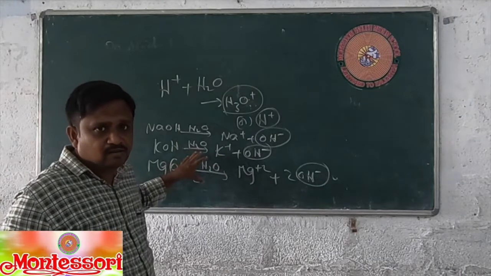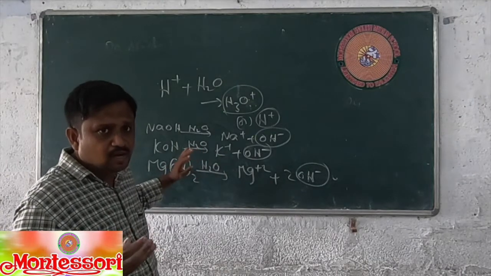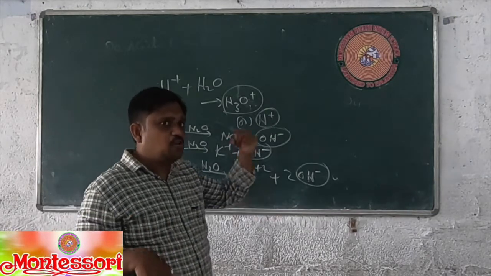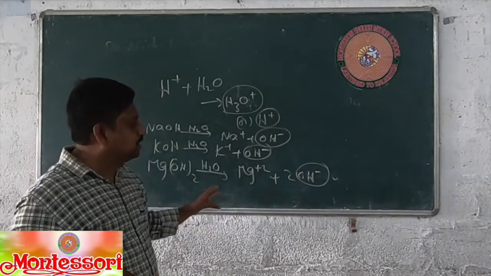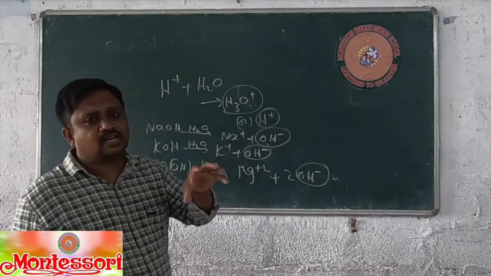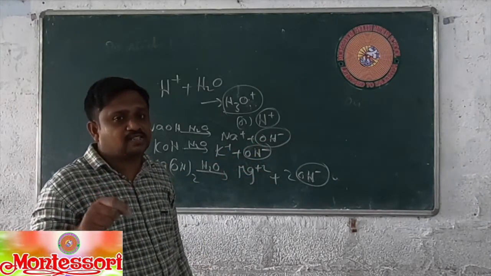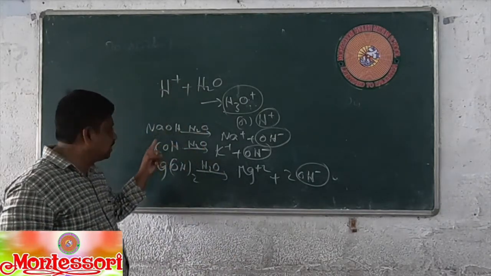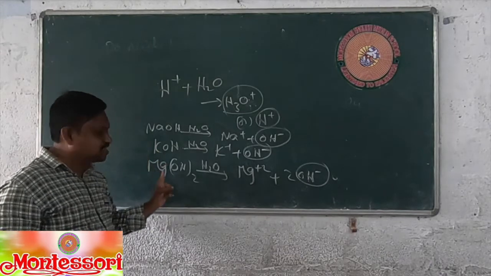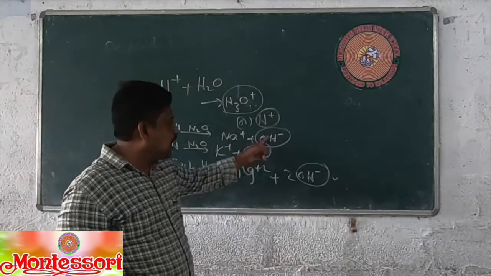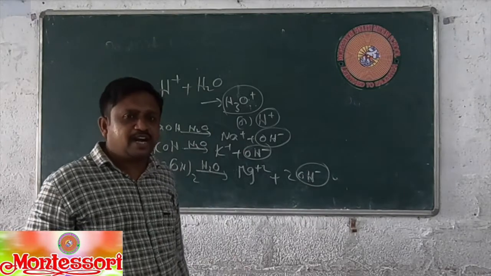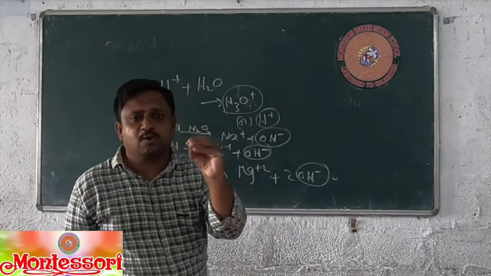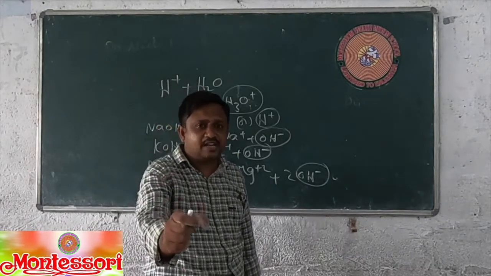Bases means what? If you want to tell that something is a base, how could you say? The red litmus paper changes to blue. So here OH minus ions are called hydroxide ions. You call it sodium hydroxide, potassium hydroxide, magnesium hydroxide. So all OH minus ions are called hydroxide ions. All H plus ions, or H3O plus ions, are called hydronium ions.